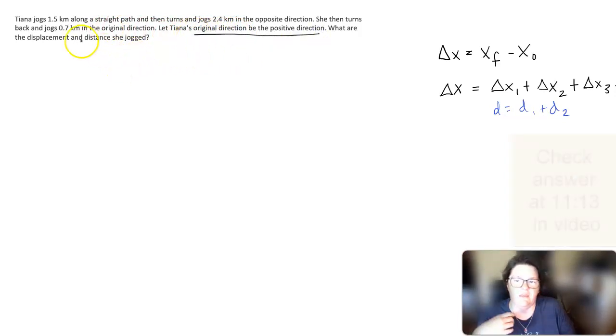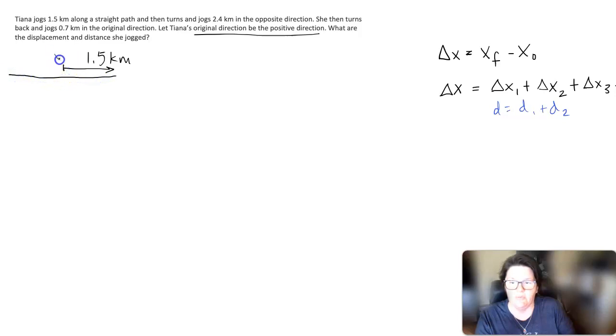So this is saying that we don't know if she's going right or left, east or west, but whatever direction she's going here is our positive direction. So she's going 1.5 kilometers this way. She turns around and goes 2.4, which is longer than 1.5. So she's going to pass her original position. And that was 2.4. And then she's going to come back 0.7.